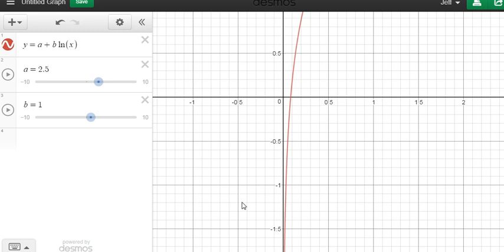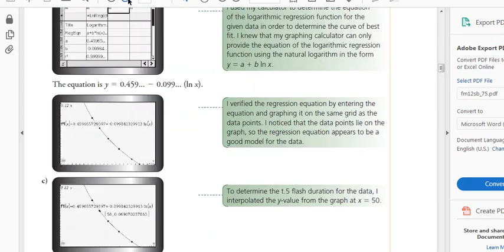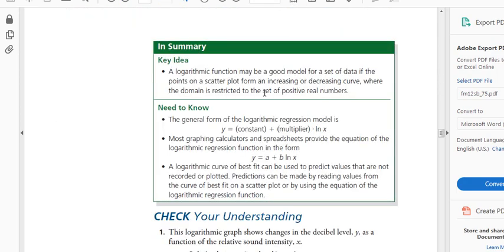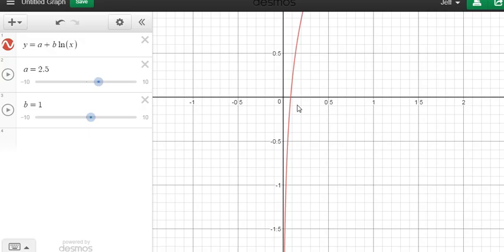Okay? So if we go back to the textbook, I just want to show you what was happening there. If we go back to the textbook, 7.5, let's take a peek at the summary here. A log function may be a good model for a set of data if the points on a scatter plot form an increasing or decreasing curve where the domain is restricted to the set of positive real numbers. So that's another thing. Go back to the Desmos there. Notice that the domain, the x values, are only positive for a log function, right? Even if we move a around, it's only ever positive. It never goes back to the left of 0, right? So that's a thing.